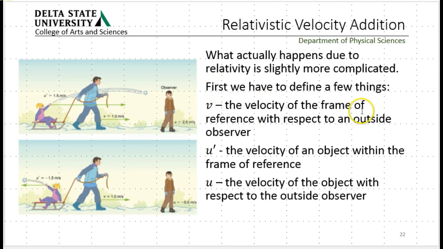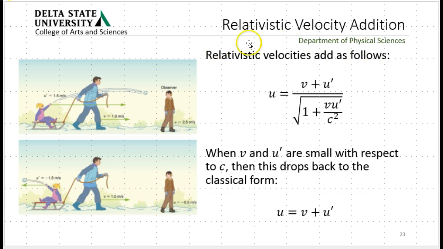So if v is the velocity of the frame of reference with respect to an outside observer, and u prime is the velocity of an object within the frame of reference, like the velocity of the snowball the girl is throwing within her frame of reference, and u is the velocity of the object with respect to the outside observer, then the actual relativistic velocities add up like this. The velocity the outside observer sees is the sum of the frame velocity plus the internal velocity, but divided by 1 plus v u prime over c squared.